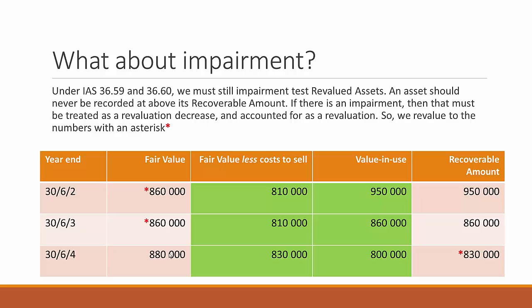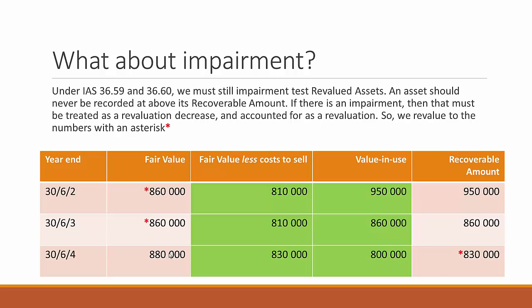Now imagine that costs to sell was zero. If costs to sell was zero, then there's no way fair value less cost to sell could be smaller than fair value. And remember that recoverable amount is the bigger of fair value less cost to sell and value in use. So if fair value less cost to sell was equal to fair value, recoverable amount would be the bigger of fair value and value in use. So if value in use is bigger than fair value, it's okay, you can revalue to fair value because recoverable amount is bigger.